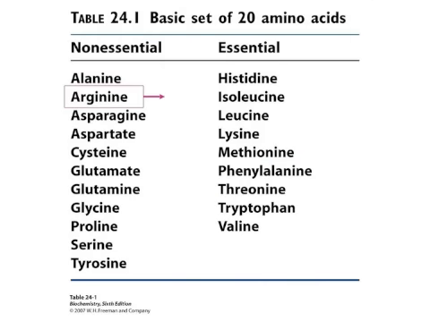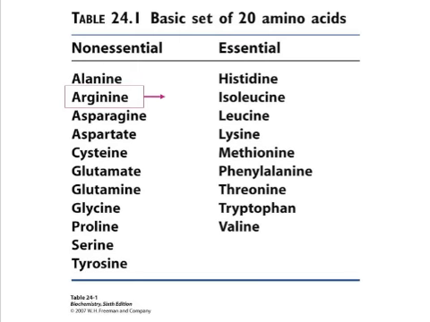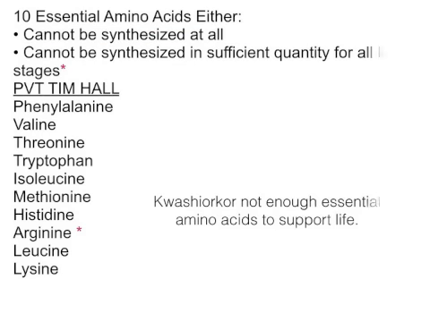Now, of the 20 common amino acids, 10 are essential. Now, what this means is that we cannot synthesize them at all, or we cannot synthesize them in sufficient quantity for all life stages. For instance, we saw that we can make arginine in the urea cycle, but we do not make enough of it this way in order to support early development. So for this reason, it is an essential amino acid. Now, a way to remember this is Private Tim Hall for phenylalanine, valine, threonine, tryptophan, isoleucine, methionine, histidine, arginine, leucine, and lysine.